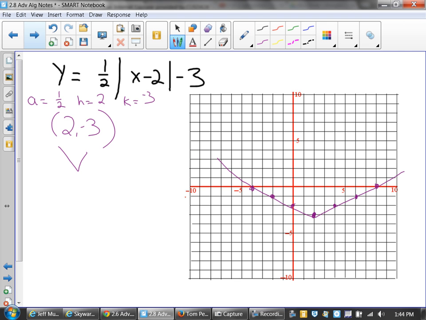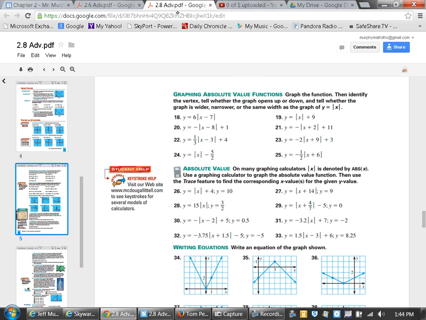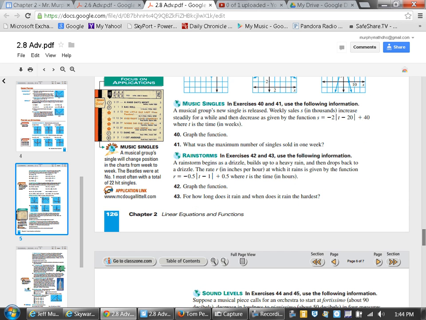I was just curious what a real life application is. And these are a little more interesting to try to figure out a real life application, to tell you the truth. So I'm going to read a word problem to you. A rainstorm begins as a drizzle. It builds up to heavy rain, then drops back to a drizzle.